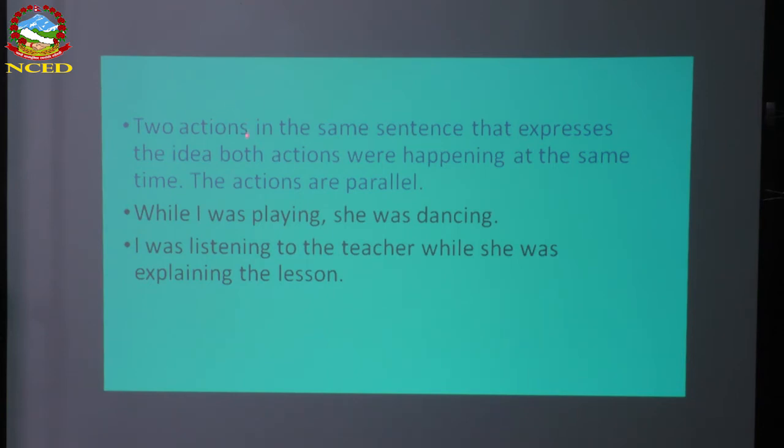Okay, the next situation is two actions in the same sentence that express the idea that both actions were happening at the same time. The actions are parallel, equal. Two actions can take place at the same time and they have equal value. While I was playing, she was dancing. Both have equal value. I was listening to the teacher while she was explaining the lesson. So listening to the teacher and explaining the lesson were taking place at the same time and they have the same value.